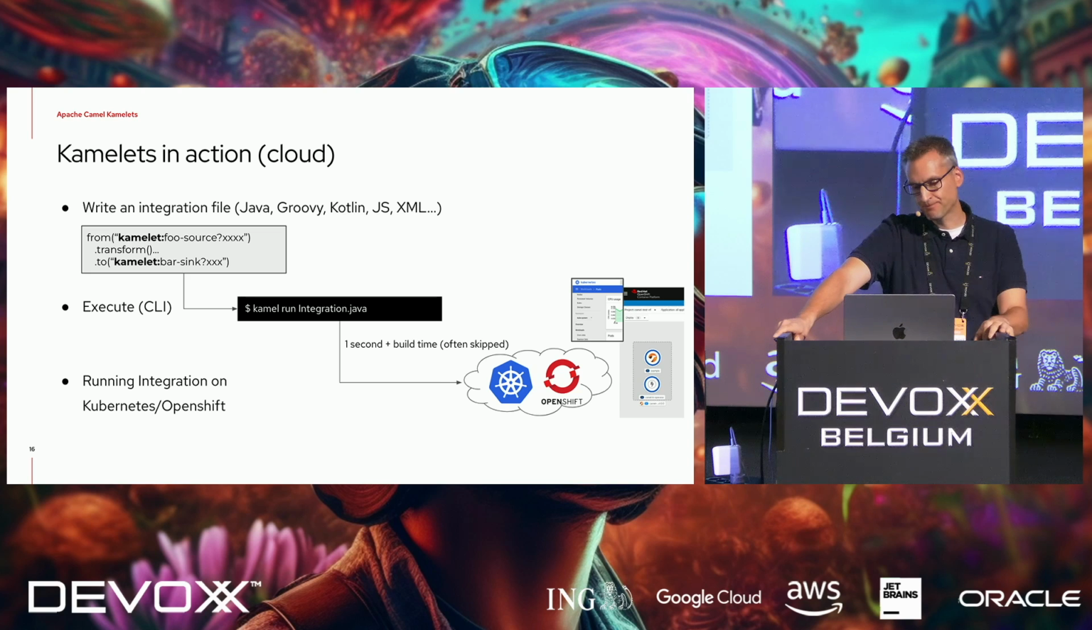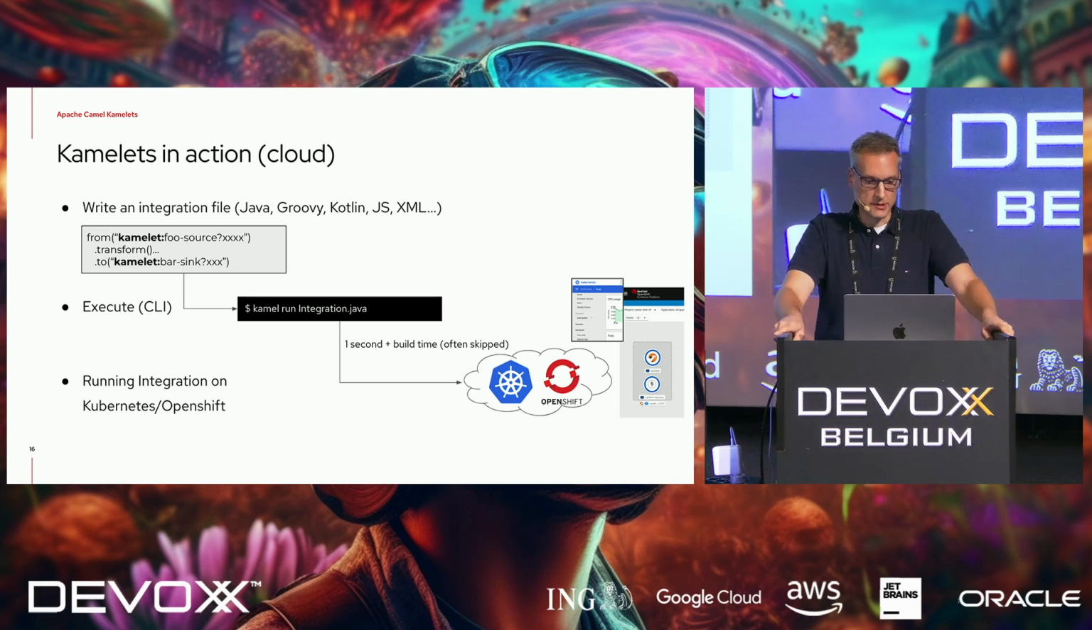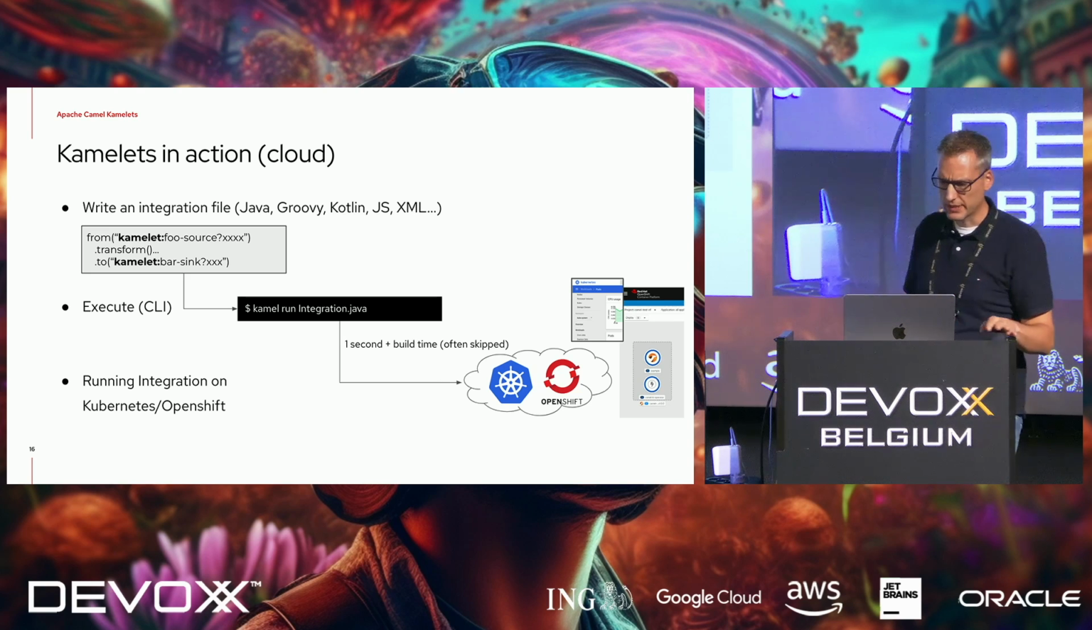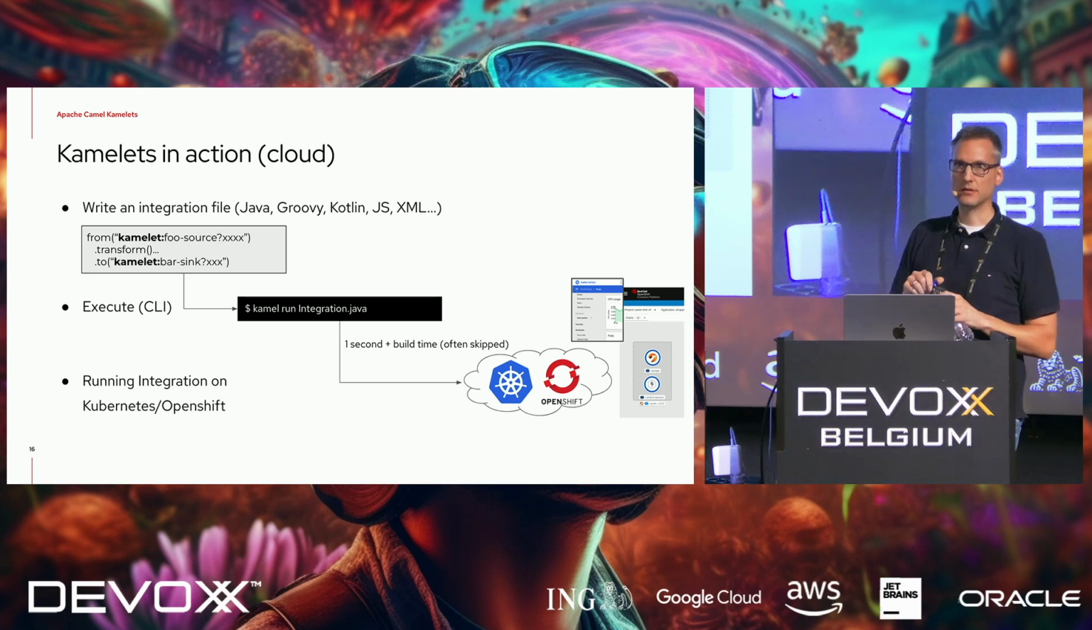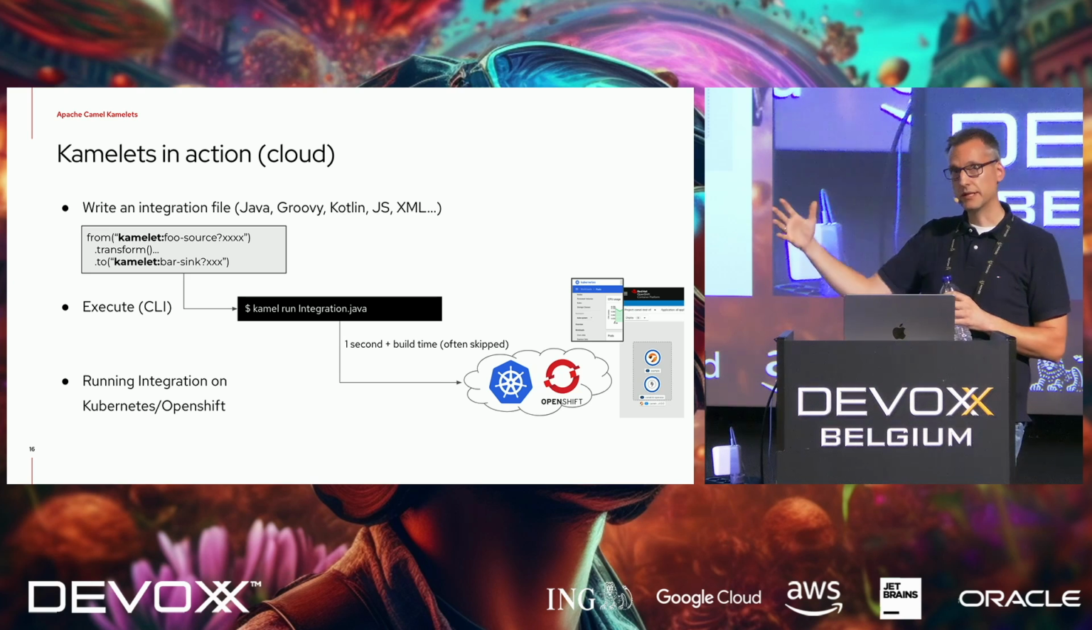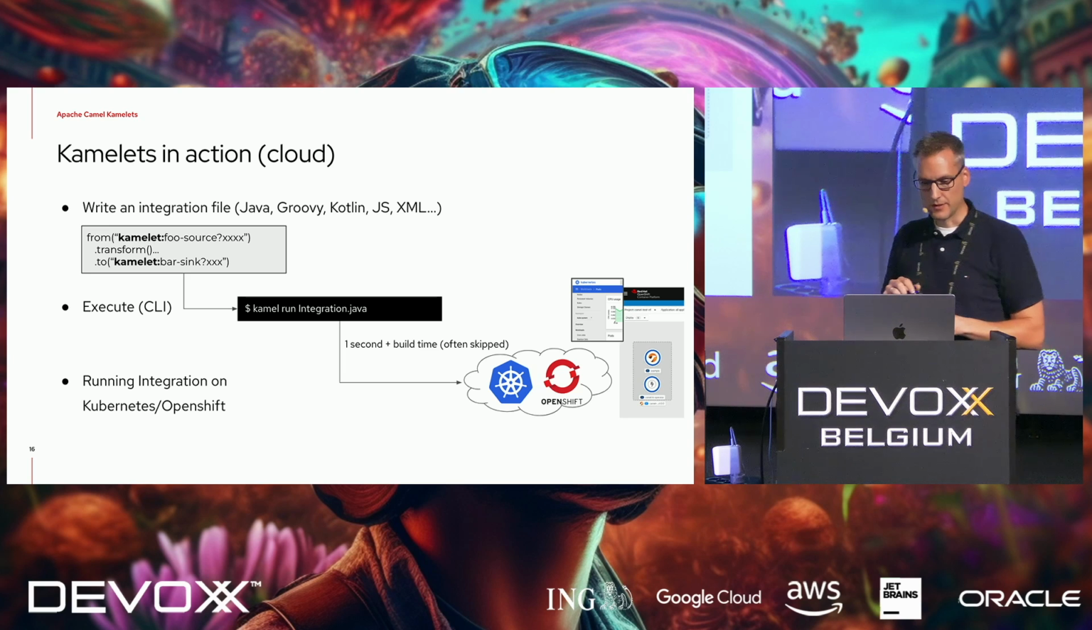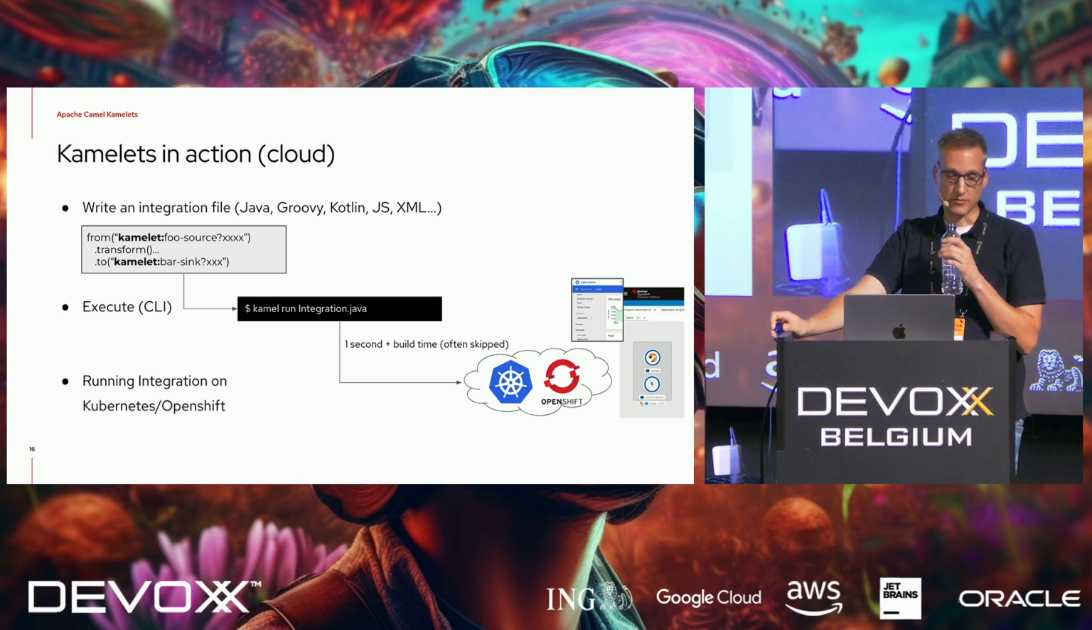Same thing when you want to run this on Kubernetes. As I said, Camelet is a custom resource, and you just say camel run now with the normal K, and then you use Camel K as a runtime on Kubernetes or OpenShift, and this will take your Camelet and just run this on Kubernetes.